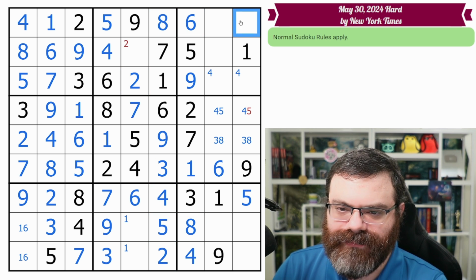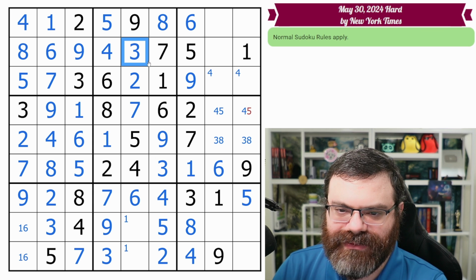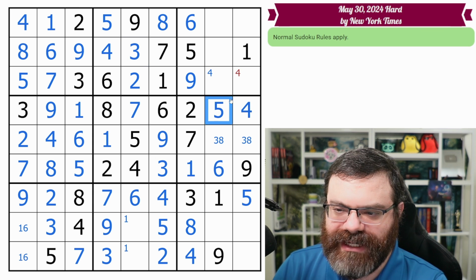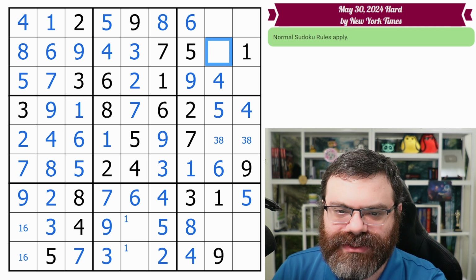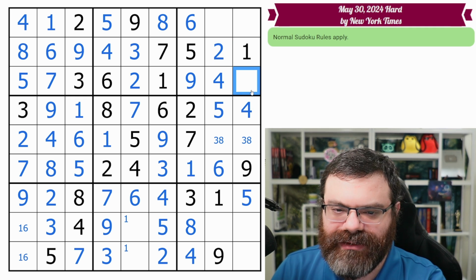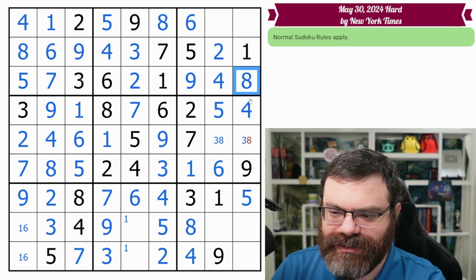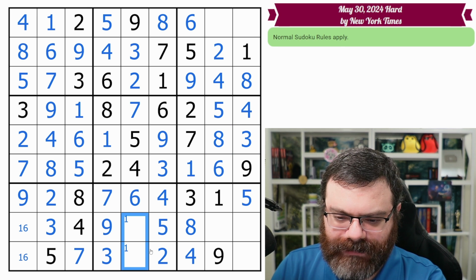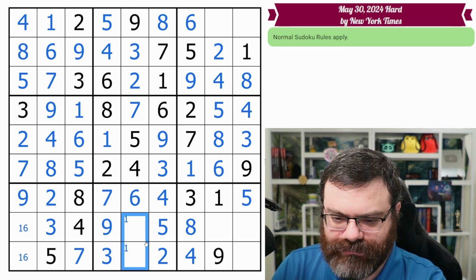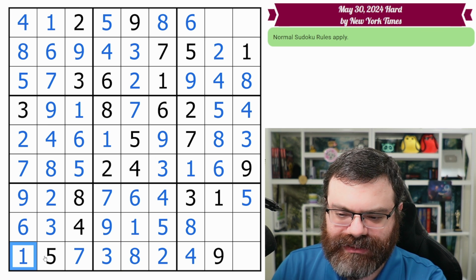We get our 2 here. This is a 3. 4 and 5 here. That's a 4. Okay, now we just finish it any way we want. How about these 2 rows? This needs a 2. This row needs an 8. That gives us 3 and 8. Down here, what do we need? 1 and 8. So that's 1, that's 8, that's 6, that's 1.